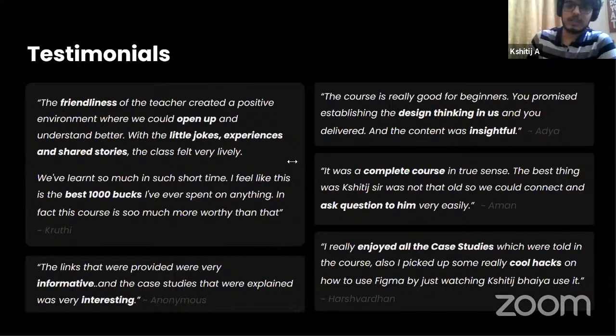Yeah, you can do UI UX on iPad, but it's a little difficult if you want to create the UI part, but the UX part and the research part, etc., you can do.